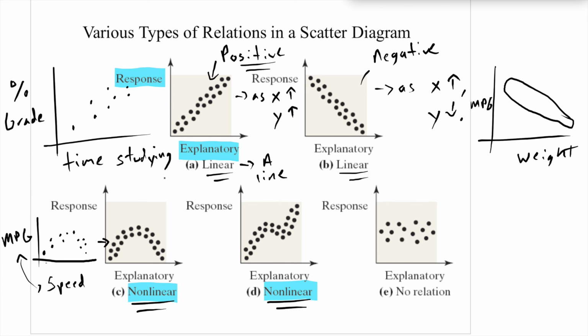And when we're going to think about making that line, that model, that prediction model that I talked about earlier, we're going to be wanting variables that are linearly related.